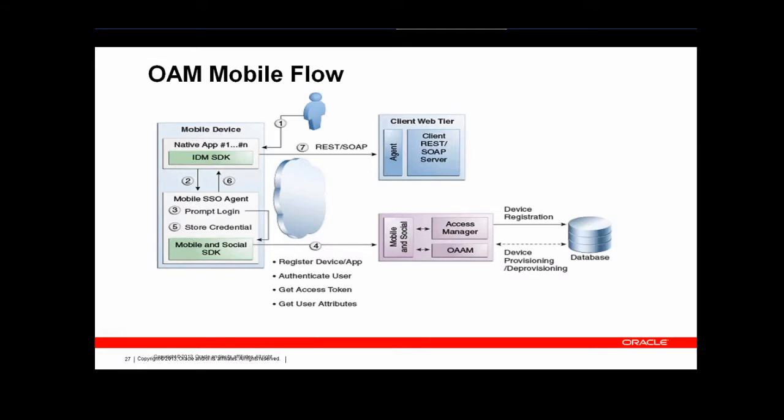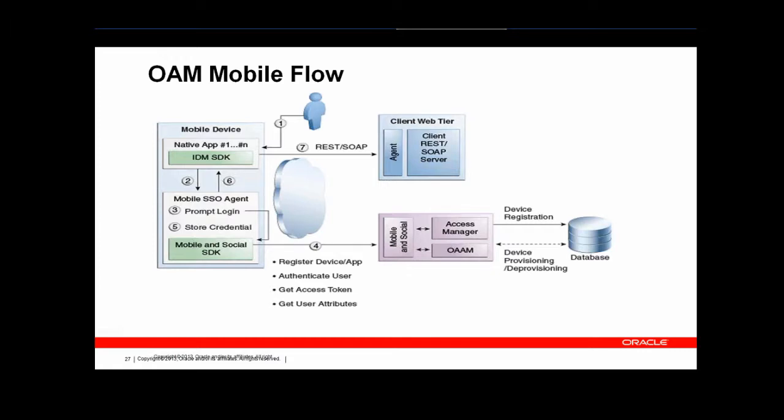So this is the mobile flow, right? From a higher level, as I mentioned, when you go from a mobile device, you have an app that is trying to access a resource that is protected. Obviously, you have nominated an application as an agent application, right? So your typical app delegates to the agent app, and the agent app is responsible for collecting the credential. Along with the credential, it will send the device information to mobile and social.